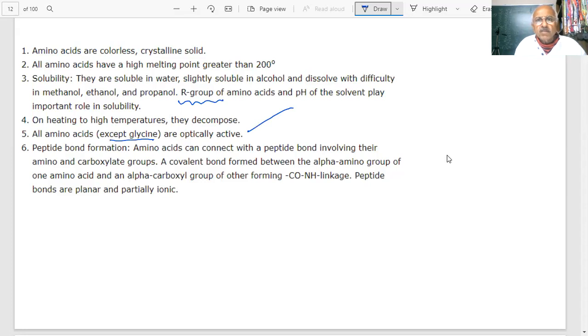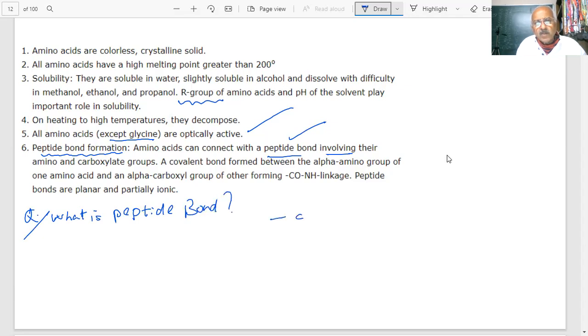Peptide bond formation. This is an important point, student. Amino acids can connect with a peptide bond. What is a peptide bond is important. It is a question for the paper, student. Peptide bond is very, very important. It has been asked so many times. As we said, this group is our peptide linkage, CONH.